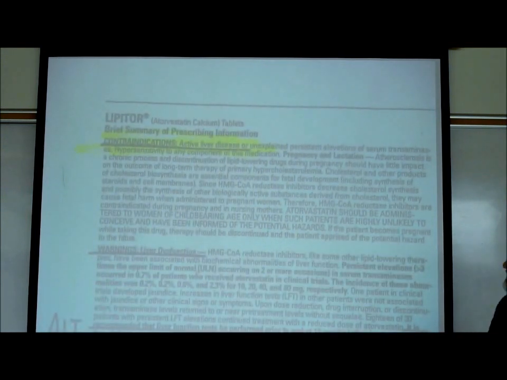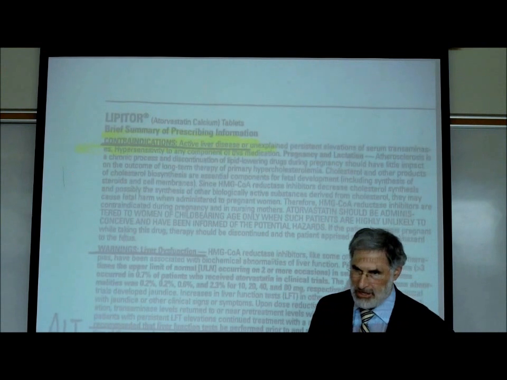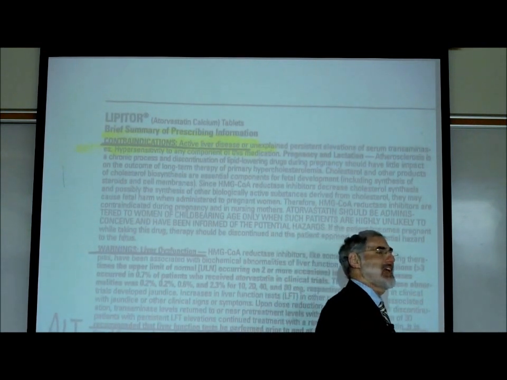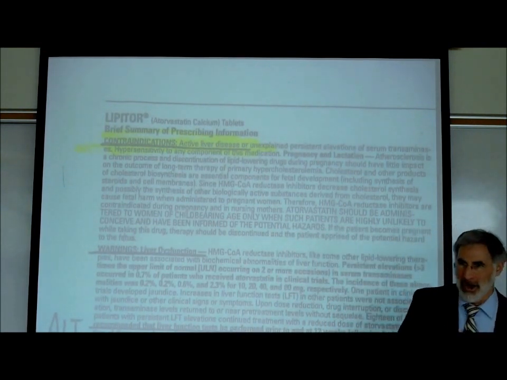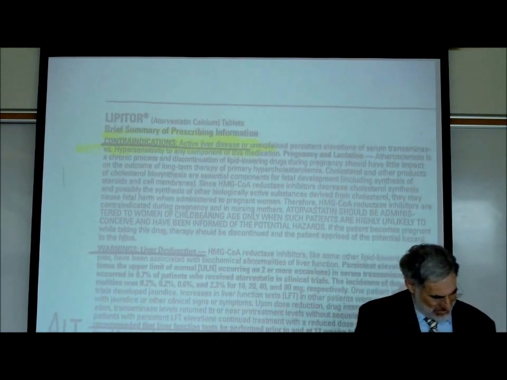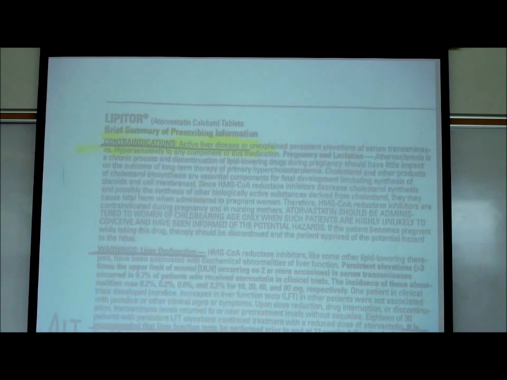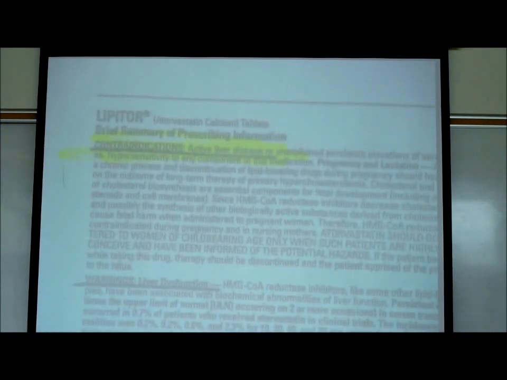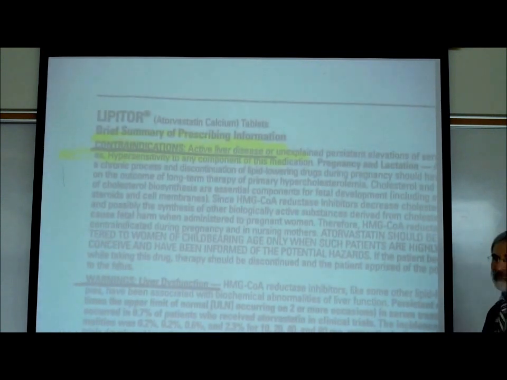So, what is a contraindication? An indication is when you give a drug. A contraindication is when you don't give the drug. So when are they saying you don't give the drug? What does it say? Active liver disease. So if anybody has liver disease, you do not give them Lipitor.